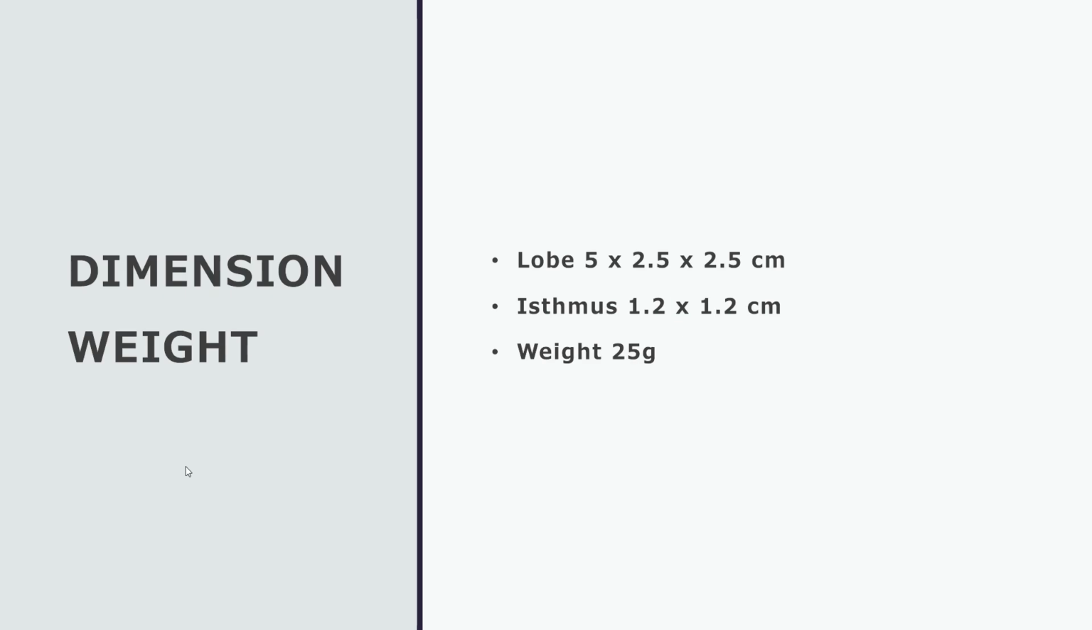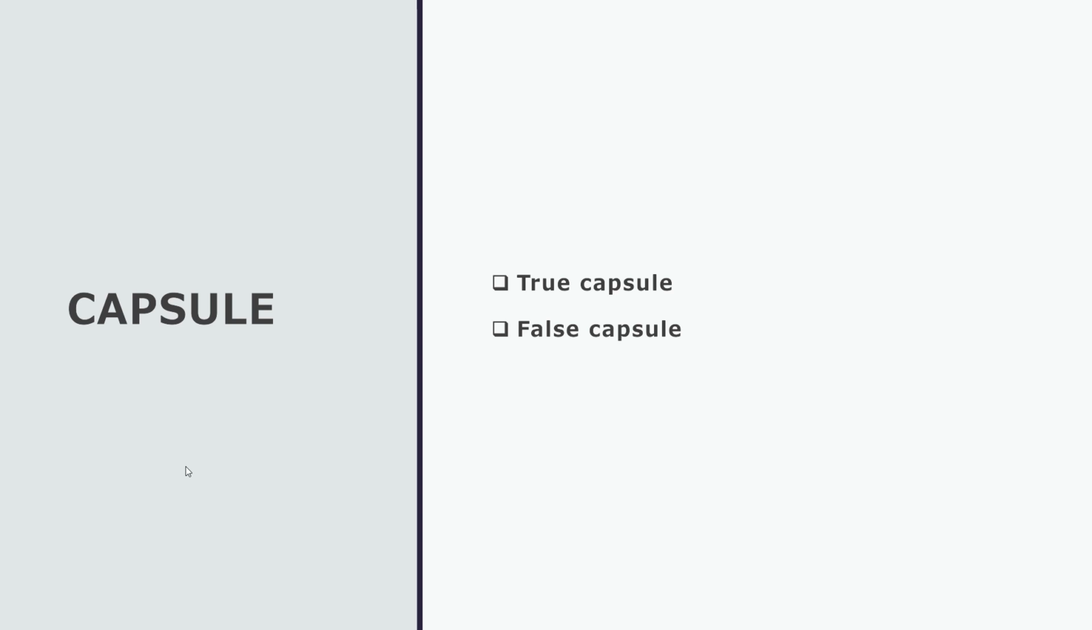So the dimension of the lobe is 5 cross 2.5 cross 2.5 centimeter, and the isthmus measures up to 1.2 centimeter cross 1.2. So on average, the weight of the gland is about 25 grams. It is larger in females when compared to males, and its size increases during menstruation and pregnancy. Next, we are going to see about its capsule, that is of two types, true and false.